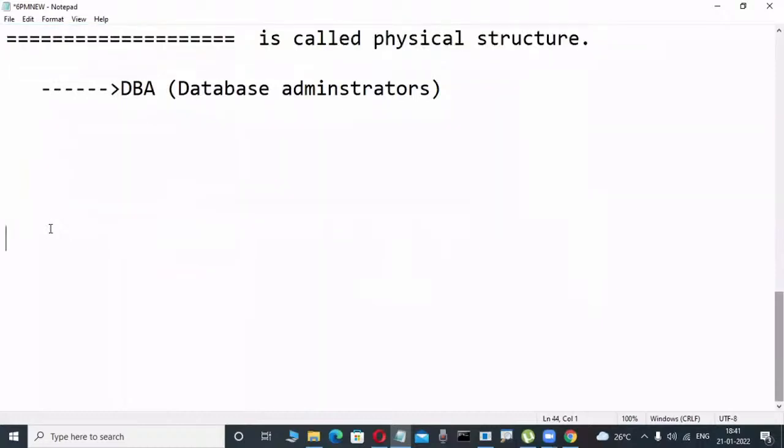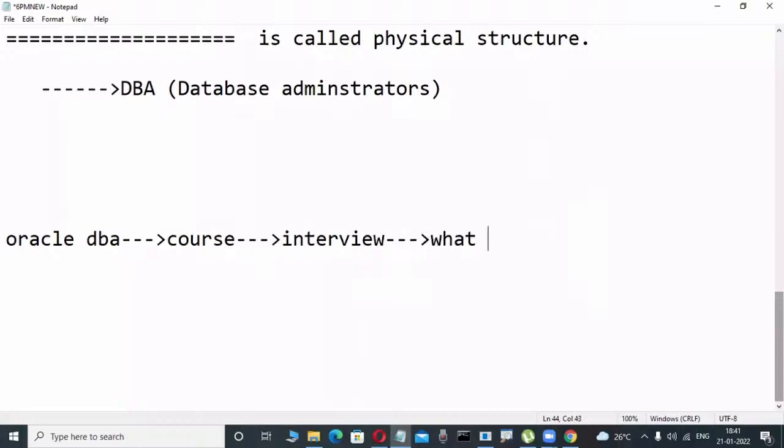Suppose I am an Oracle DBA, learning the Oracle DBA course. Backup, recovery, tablespaces, segments, so many things are there in that course, don't worry. I'm interested in applying for an Oracle DBA job in a company. Whenever I apply for an Oracle DBA job, I attend an interview. Observe here, the interviewer asks me, Murali, what is a database? They're asking, what is a database?